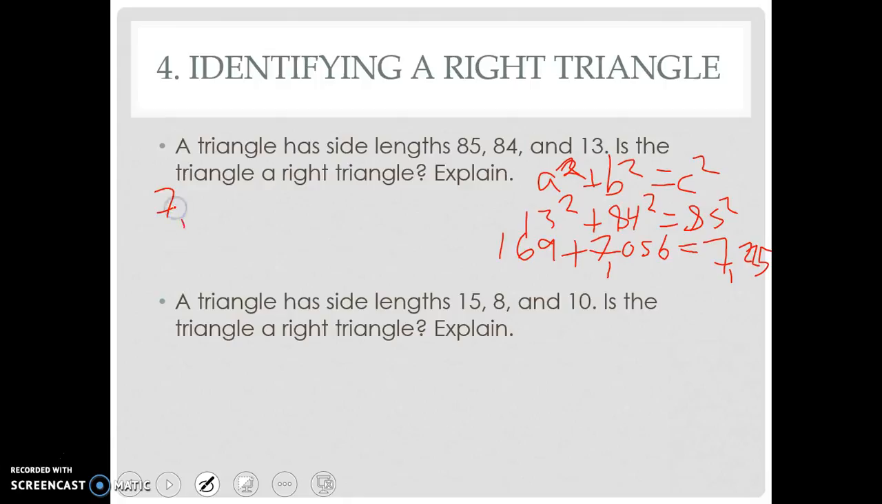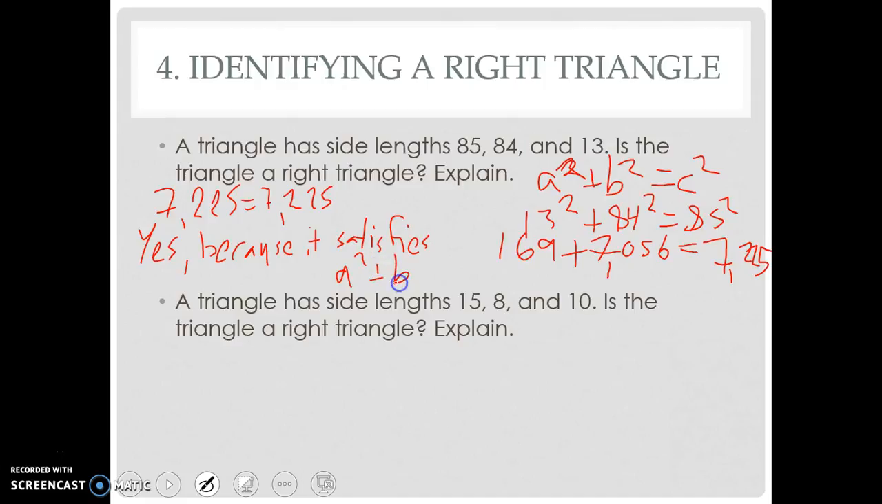So we said 7,225 is equal to 7,225. So is this a right triangle? Yes, because it satisfies a squared plus b squared equals c squared. So it works.